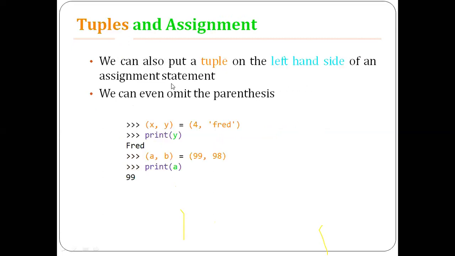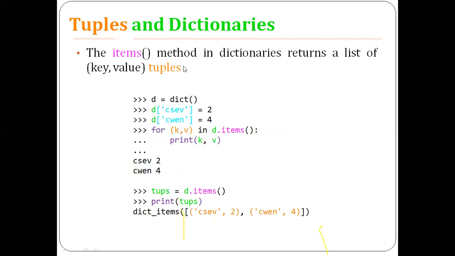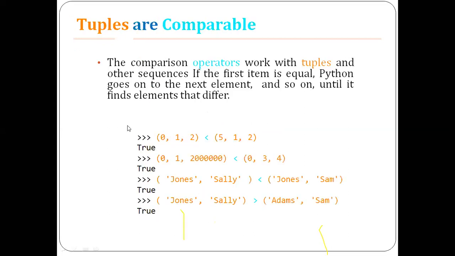So that is what we have seen. And you can assign tuples on the left-hand side of an assignment statement as well. Something like (x, y) = (4, 'Fred') means 4 will be assigned to x, and Fred will be assigned to y. Similarly, 99 will be assigned to a, and 98 will be assigned to b. And this is how the items method in a dictionary works. It returns a list of tuples, right? So when you work on the items of a dictionary, it returns a list of tuples, a key and value pair, and you will start working on that.